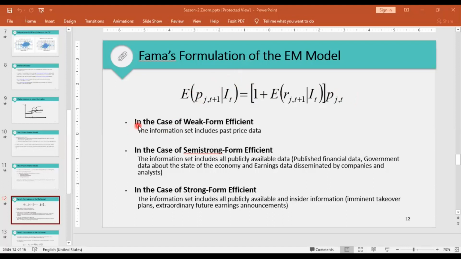Now this says that in case of weak form efficiency, the information set includes the past price data. In case of semi-strong form efficiency, the information set includes all publicly available data: published financial data, government data about the state and the economy, earnings and debt of the company, and all the analysis. In case of strong form efficiency, the information set includes publicly available and the inside information. So the same thing that we discussed. Now, if you look at the next slide, you can understand with this notation.